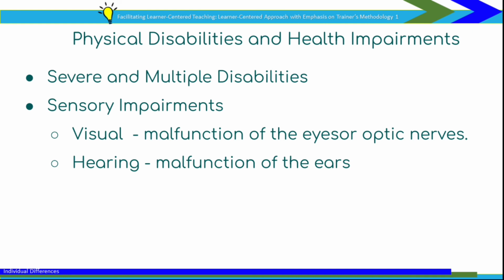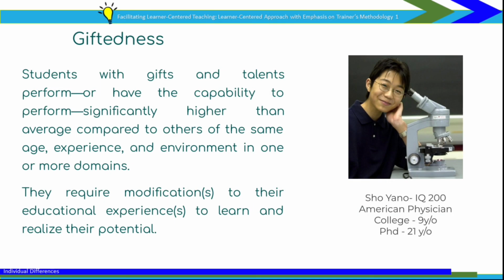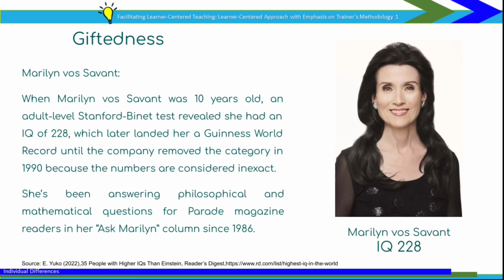Aside from disabilities and impairments, we also have giftedness. This involves a significantly high level of cognitive development and unusually high ability or aptitude in one or more of these aspects: intellectual ability, aptitude in academic subject, creativity, visual or performing arts, or leadership. Giftedness is somehow comparable with people with high IQs. Some of them are shown in the slide presented.